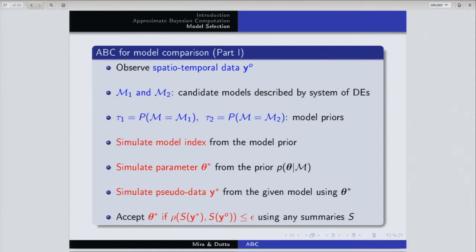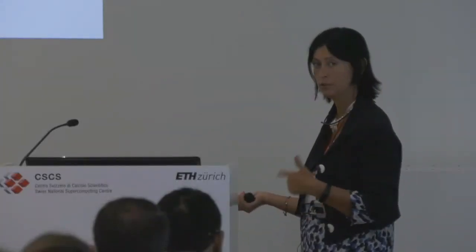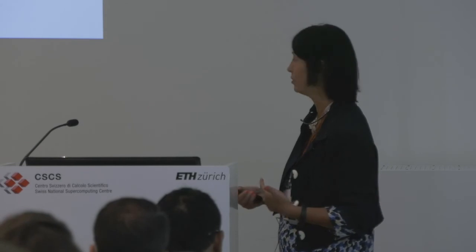Now, suppose you do this over and over, and at the end of the day, you realize that all the thetas that you have retained came from model 1. Then model 1 is the one that is best supported by your data. If, on the other hand, 80% of the thetas that you have retained come from model 2, then you would select model 2. Model 2 best describes the data that you are looking at.